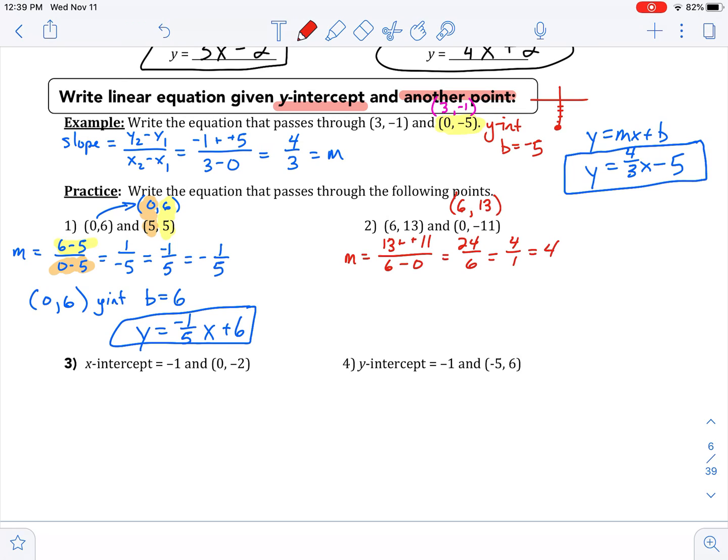I do notice here that 0, negative 11 is what is called my y-intercept. So we know that b is equal to negative 11. When we write this equation then, y equals mx plus b is y equals 4x minus 11.